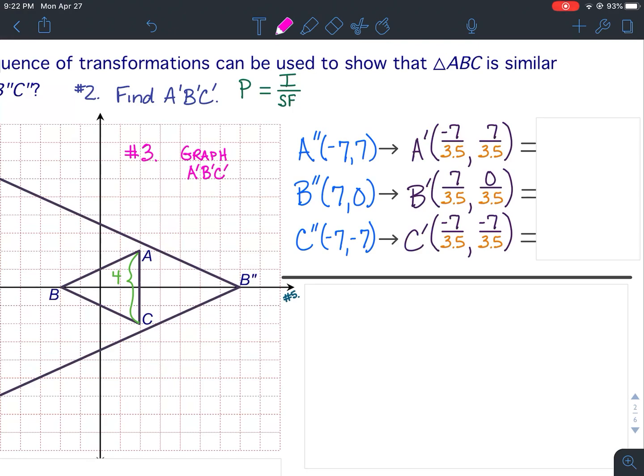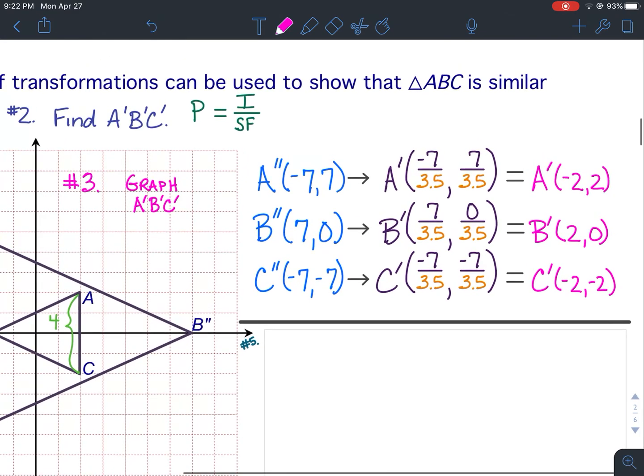So negative 7 divided by 3.5, 7 divided by 3.5, 7 divided by 3.5, 0 divided by 3.5, negative 7 divided by 3.5, negative 7 divided by 3.5. If you divide each of those by 3.5, you get A prime is at negative 2, 2, B prime is at 2, 0, and C prime is at negative 2, negative 2. So that is it for step 2. Now pause your video and get all of step 2 written down.